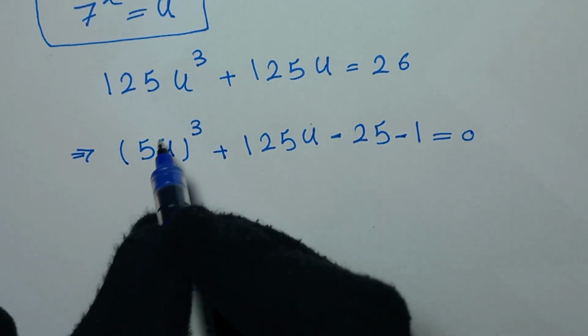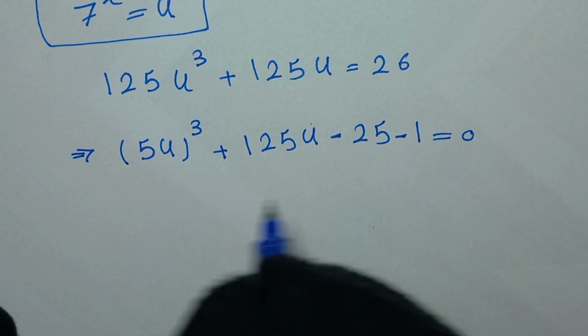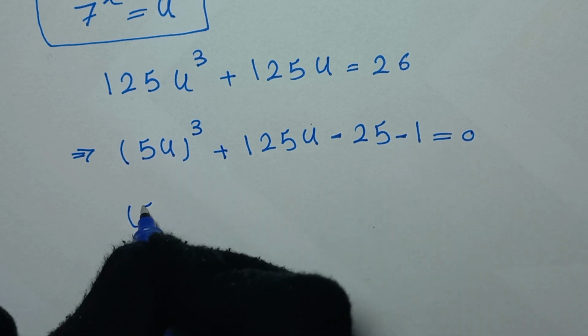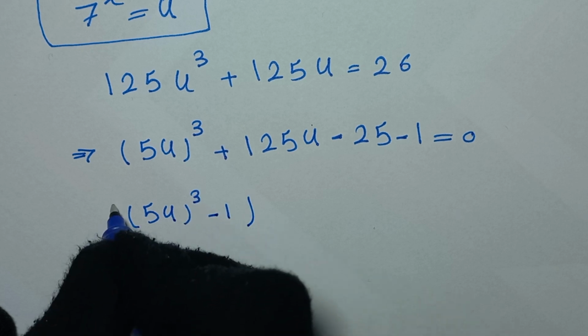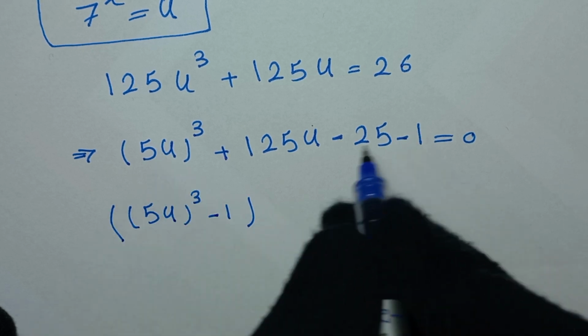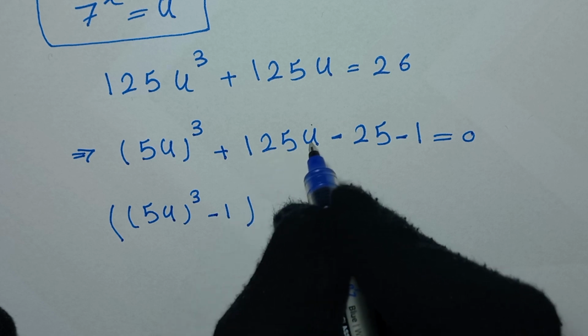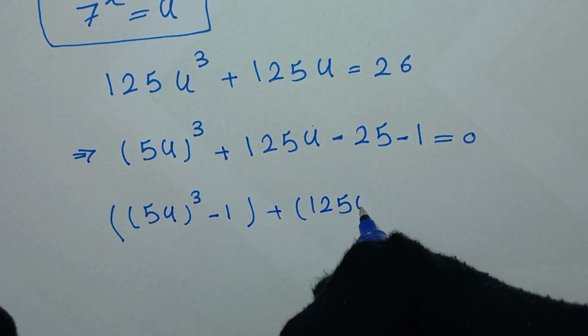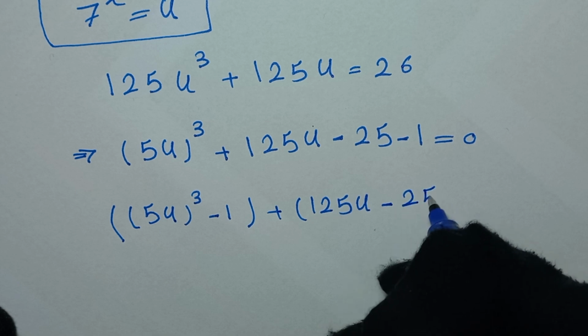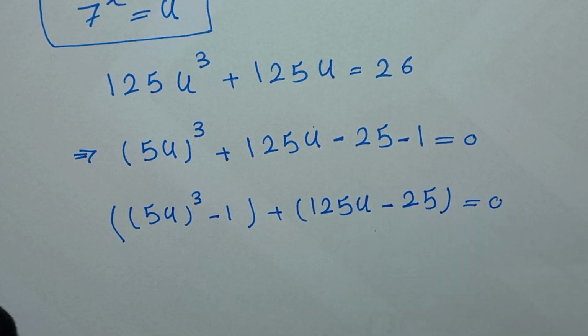And in the next step, we take this and this negative 1 together. So we write 5u to the power of 3 minus 1. Take these two together, and this 125u minus 25 together. So we write 125u minus 25 is equal to 0.